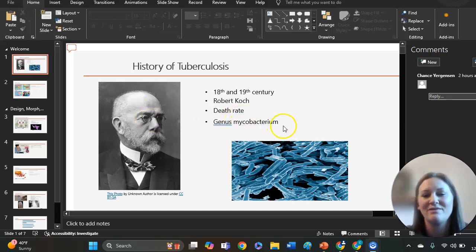The genus of the disease is Mycobacterium, and it was said that the disease started over 150 million years ago, but the 18th and 19th century is really when the disease took off and the numbers started getting much higher. It was Robert Koch who first announced the disease, and that was on March 24th of 1882. Around that time, it was said that the death rate was 1 in every 7 Americans died from this disease.